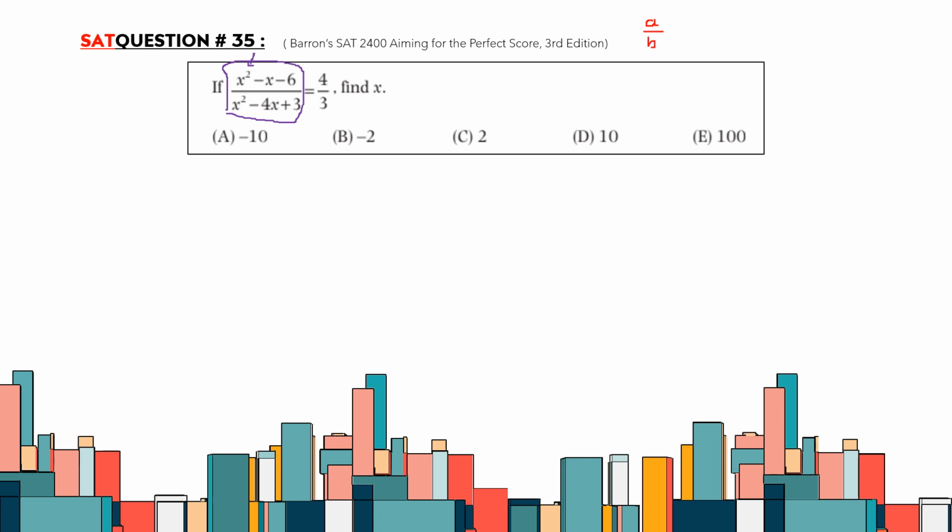We have a over b, a fraction, equal to c over d. Then we can do a multiplied by d equals b multiplied by c. And we will also use the AC method.